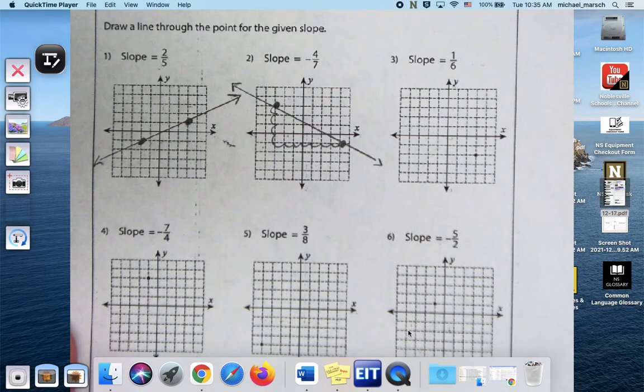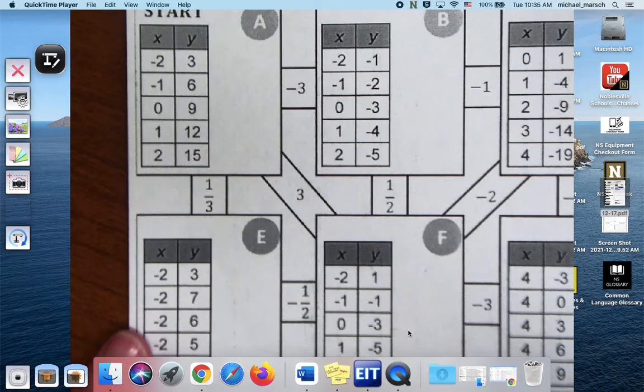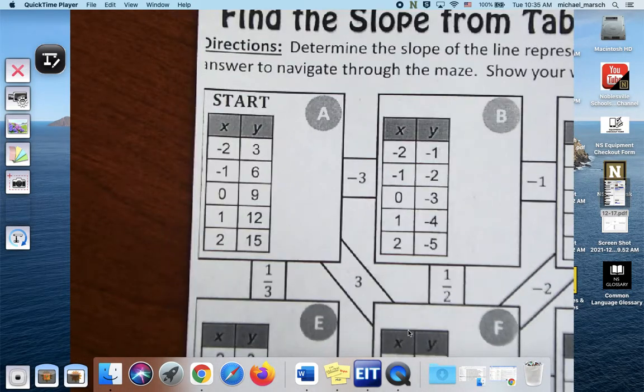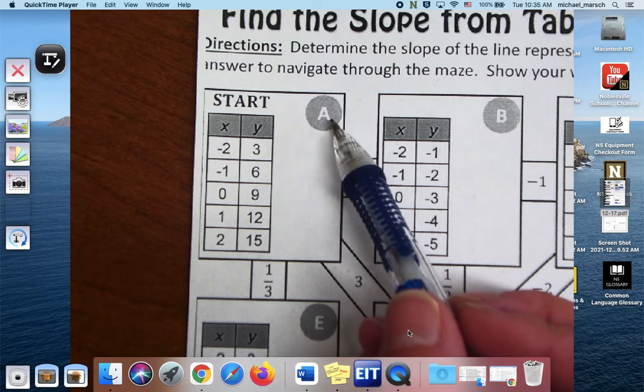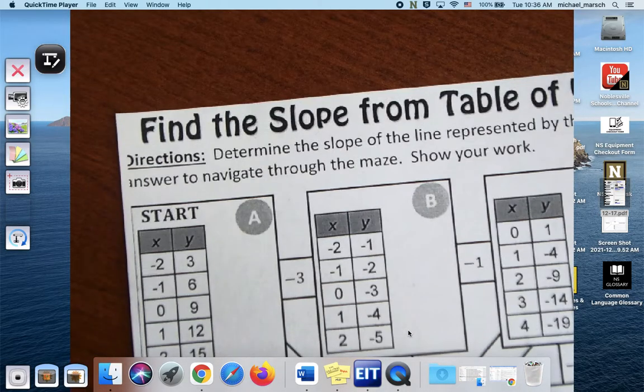Okay, I need you to pause for a second and turn the paper over. We also, before break, found slope from tables. So we're going to do a couple of these together, and then I'm going to let you guys just work on this, and we'll compare answers at the end. I'll leave you alone. Okay? So if I start here, I'm trying to get to the finish where it says, good job, the end. You guys see that? Okay.